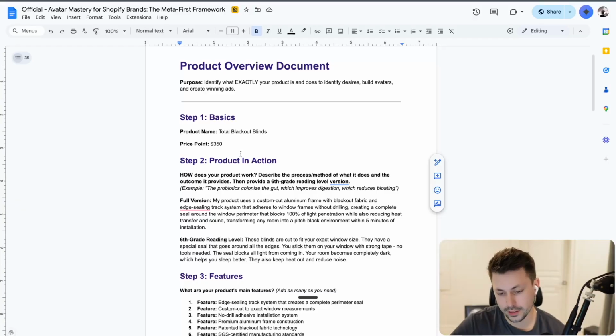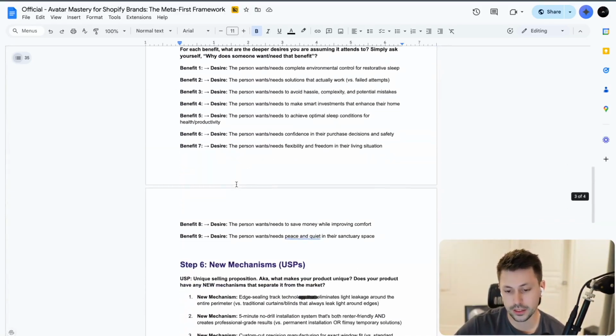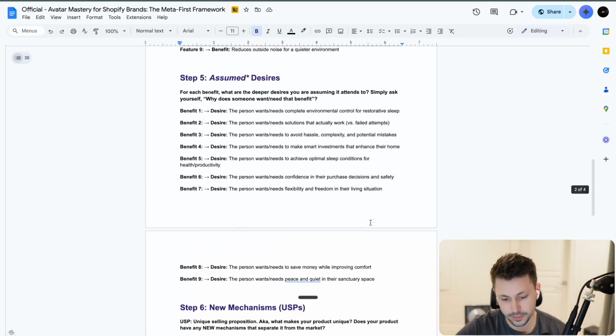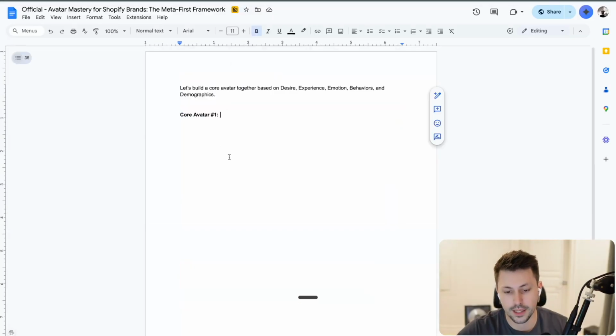And so the first question is how does your product work? What are the features? What are some of the assumed benefits? What are some of the assumed desires, right? Because of the result of doing this prompt, I already have a rough idea of some desires that we can go after. And so what I'm gonna do is I'm just going to paste this in here.